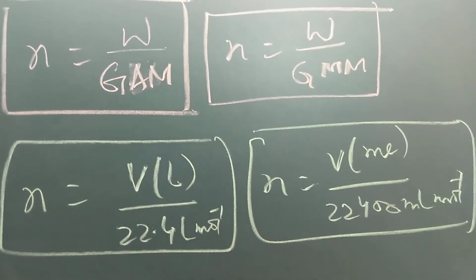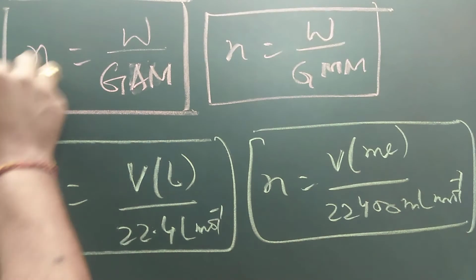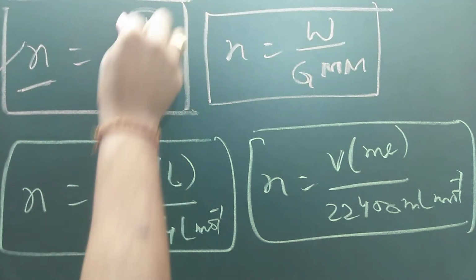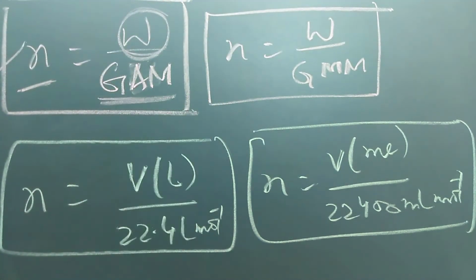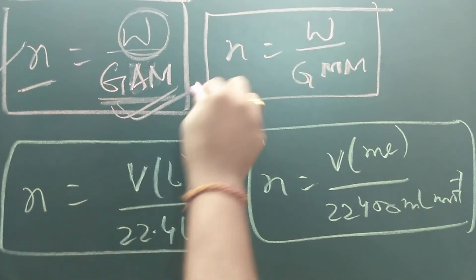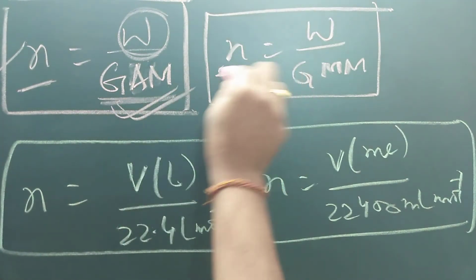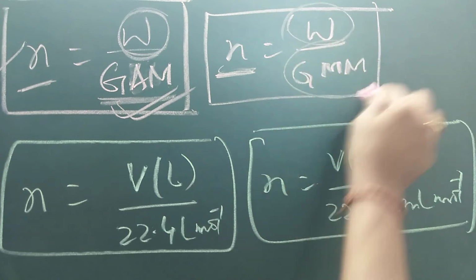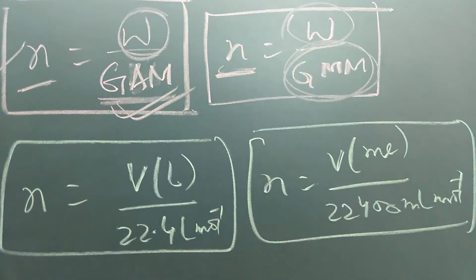Now look at the formulas used to calculate mole. Number of moles is given by weight by gram atomic mass. This formula is valid for atoms. The next formula is number of moles equal to weight by gram molecular mass. This formula is valid for molecules or compounds.